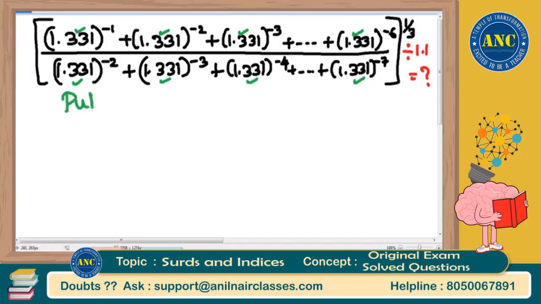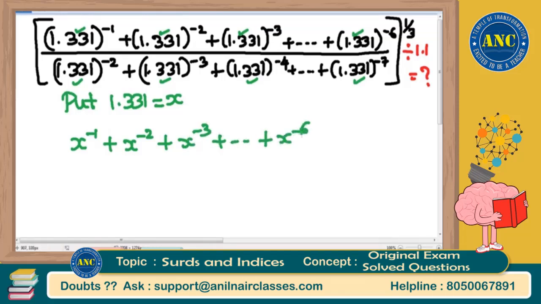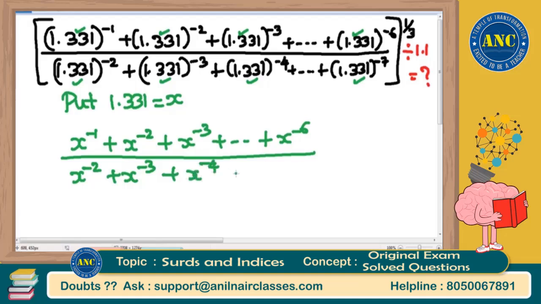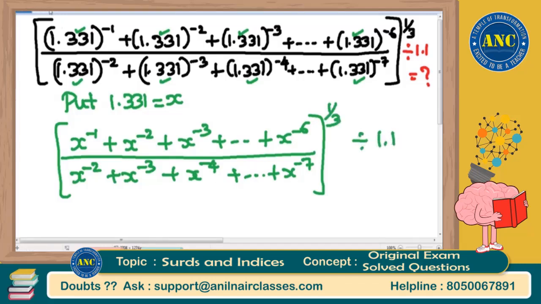Put that value as some variable. Put it as some variable a or x or whatever it is. Now my question will reduce to x power minus 1, x power minus 2, x power minus 3, last term x power minus 6, divided by denominator x power minus 2, x power minus 3, x power minus 4, and the last term x power minus 7, and this entire thing is raised to the power of 1 by 7, right? This entire thing is raised to the power of 1 by 3. In fact, whole thing divided by 1.1, I will write it as it is.